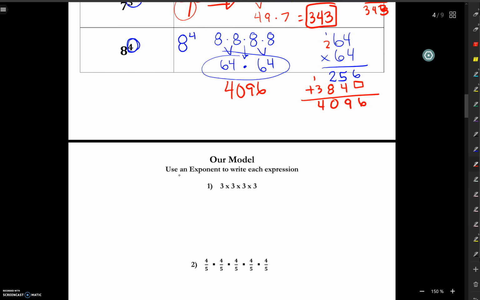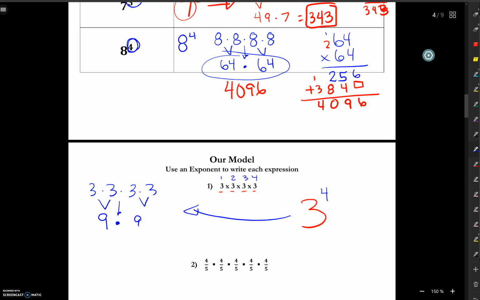Okay, how do we write our exponents? So our base is going to be 3 for this problem because we have 3. And then we're going to figure out what our exponent is because we have 1, 2, 3, and 4. So it's 3 to the power of 4. What does this mean? This means 3 times 3 times 3 times 3, which 3 times 3 is 9. Bring down this. And this 3 times 3 is 9, which equals 81.